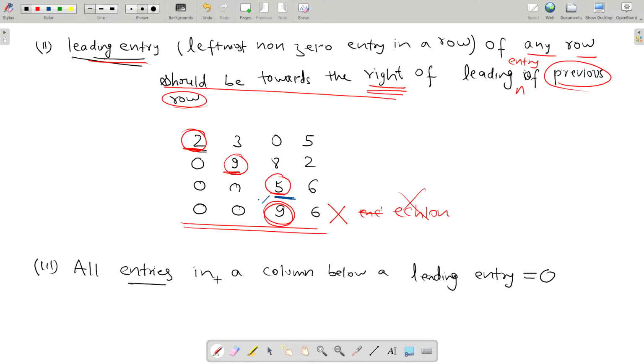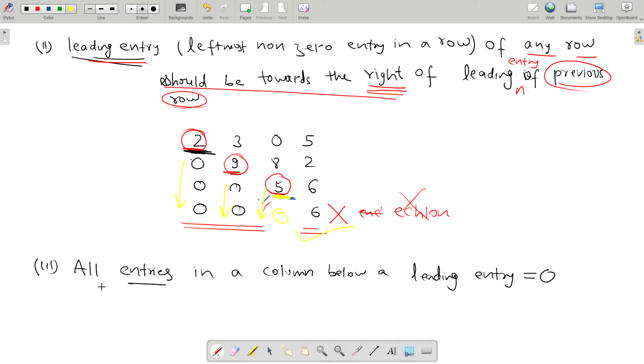Like if we say here, this is the leading entry, all entries below it are 0. This is the leading entry of the second row, all entries below it are 0. Now 5 is the leading entry of this row, and if we had not written this 9, and instead of 9 we would have 0 here, then this is an echelon matrix, right?